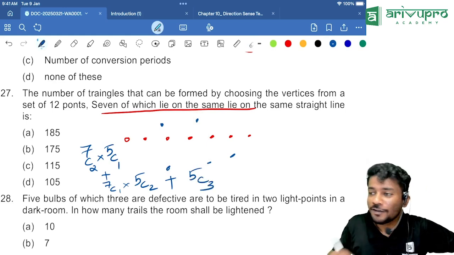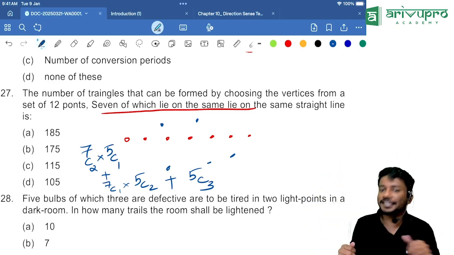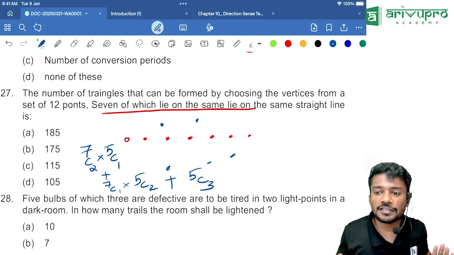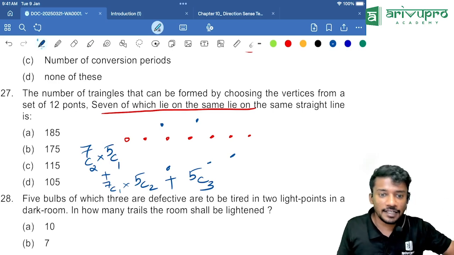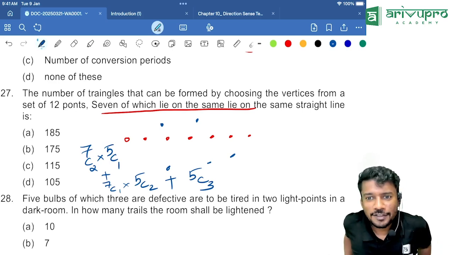Now you will ask me, sir, why can't we draw with all collinear points? With a line, can we make a triangle? We need to break the line. So that is not possible. That's why it is 5C3. Can you find the answer for me? Did you understand it? Yes, it's a variety question, so the chance is good. What if they ask?